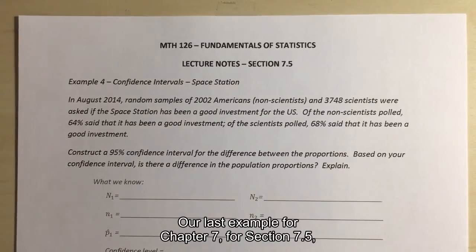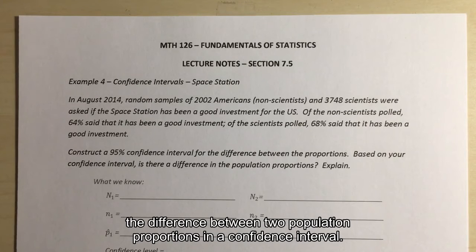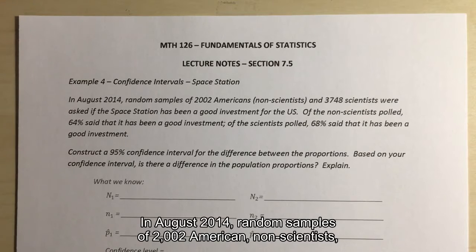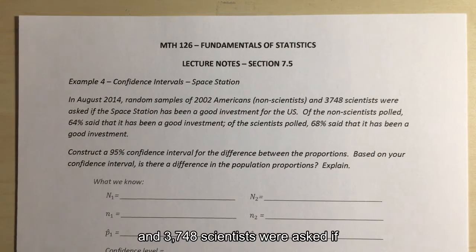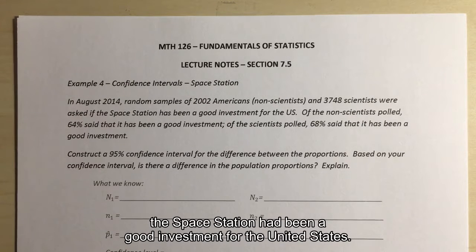All right, so our last example for Chapter 7 and for Section 7.5, we're going to look at one more case where we're comparing the difference between two population proportions in a confidence interval. So in August 2014, random samples of 2,002 Americans, non-scientists, and 3,748 scientists were asked if the space station had been a good investment for the United States.